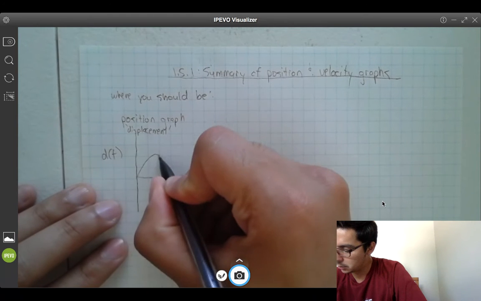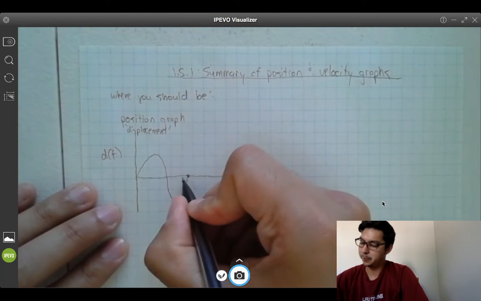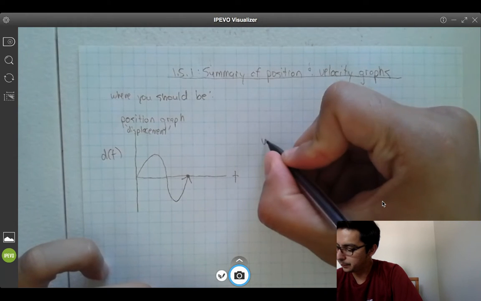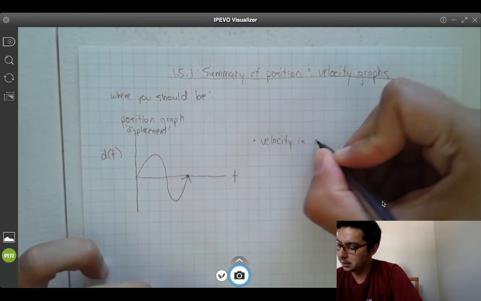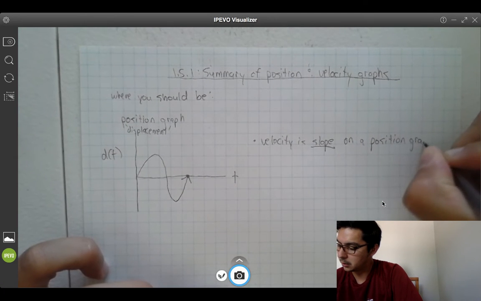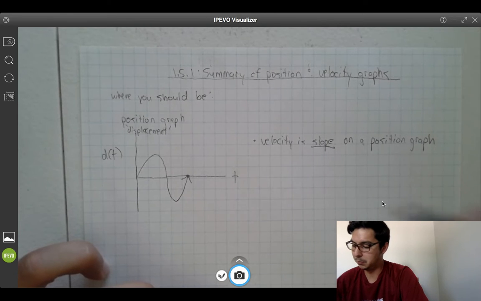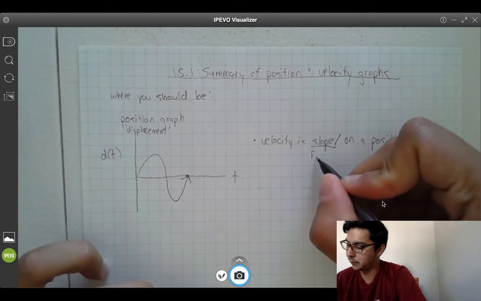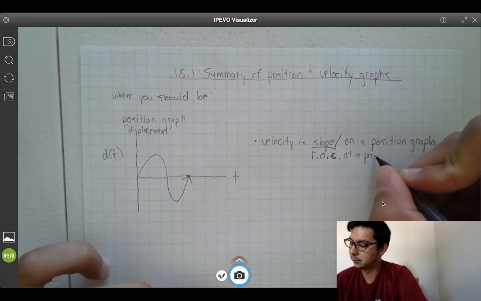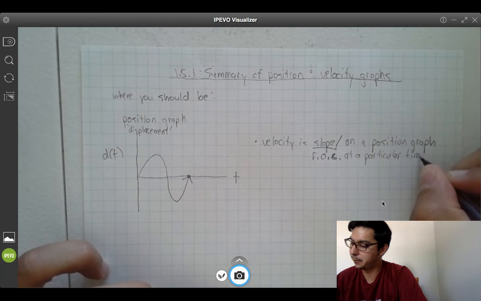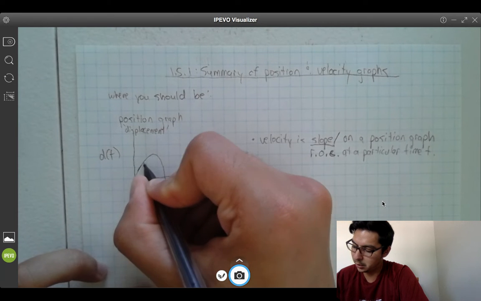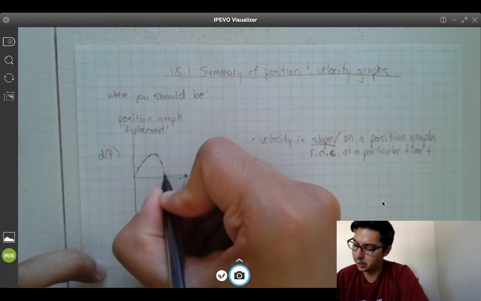And it can look however it wants. We'll just draw something that looks like that. Here's what you need to know on position graphs: the velocity is the slope on a position graph. Because that's its slope, you can think about it as its rate of change, I always just use ROC, that's its rate of change at a particular time t. So on a position graph, every slope on it tells you how its velocity is changing.